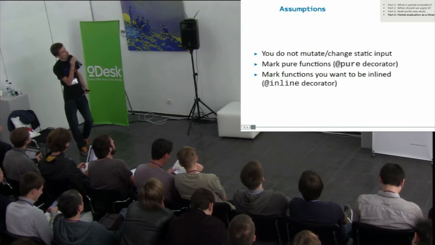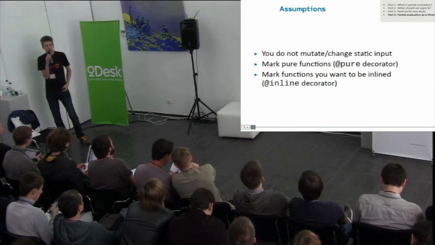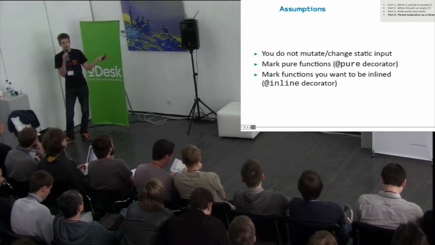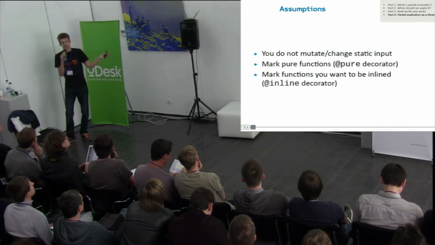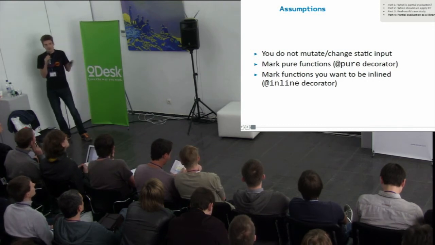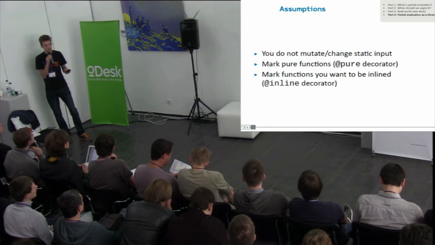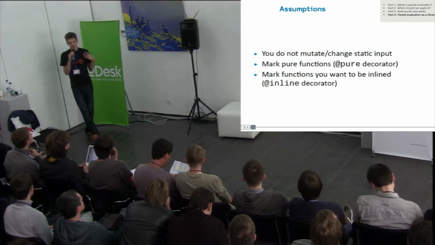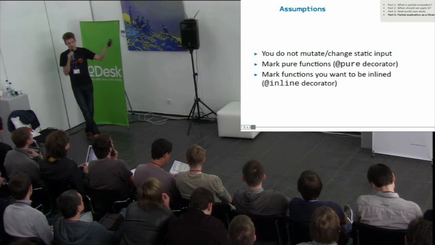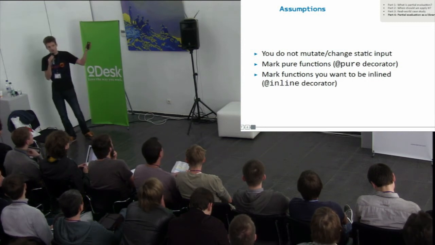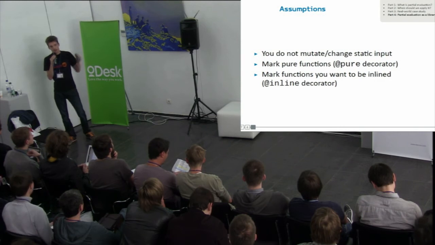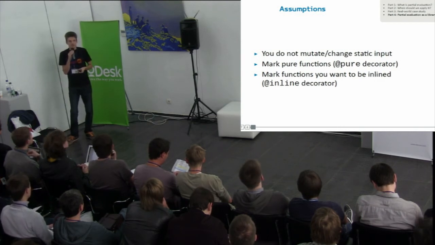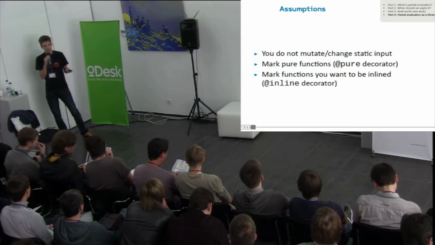We also assume that if you tell our library that an input is static, then you don't lie, and you don't mutate it after you said it's static, because otherwise it would be impossible to do anything useful. You also help the library by declaring some functions as pure, functions that don't change global state. You also declare functions that you want inlined with a decorator. It's easy to do so, and it simplifies the library a lot.